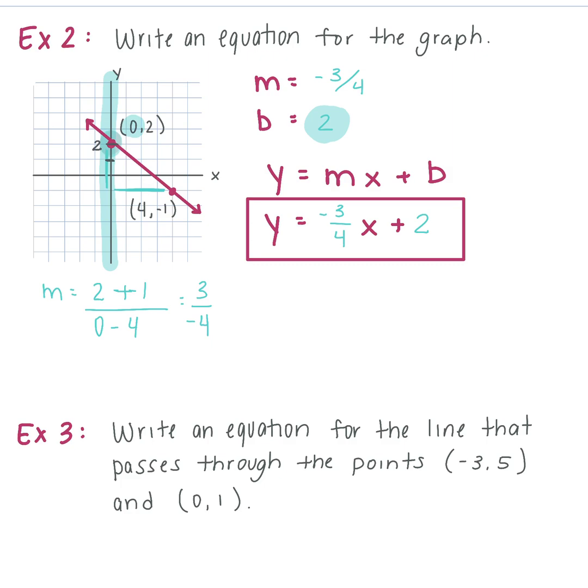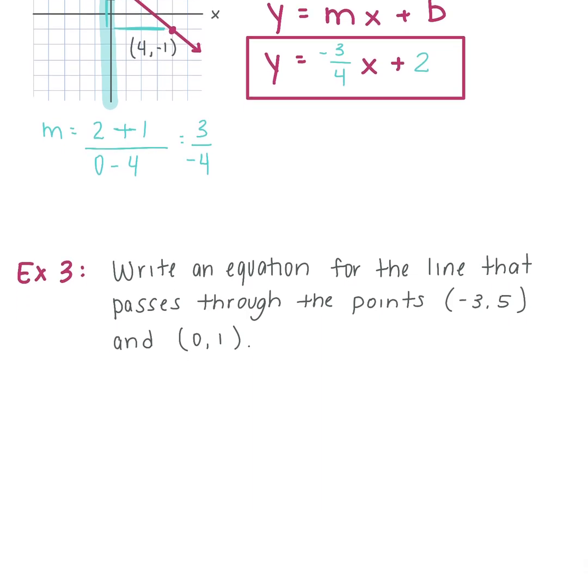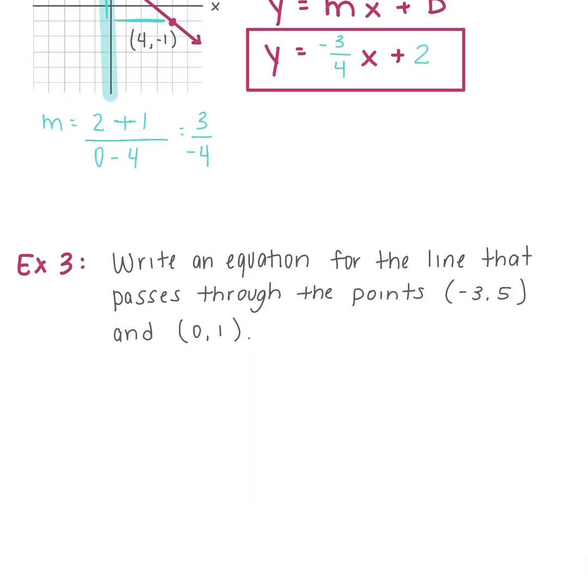So then I think the hardest way that they can do this is they just give you 2 points and they don't say this is the slope or this is the y-intercept or give you a graph that you can look at. They just give you 2 coordinates and they say write an equation for a line that passes through the points negative 3, 5 and 0, 1. So I think it's just easier in my brain. I like to make a picture of it so that I can see. So let's add in a graph.